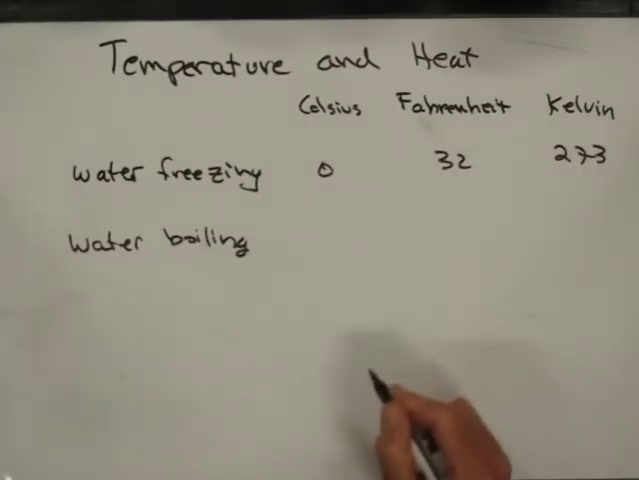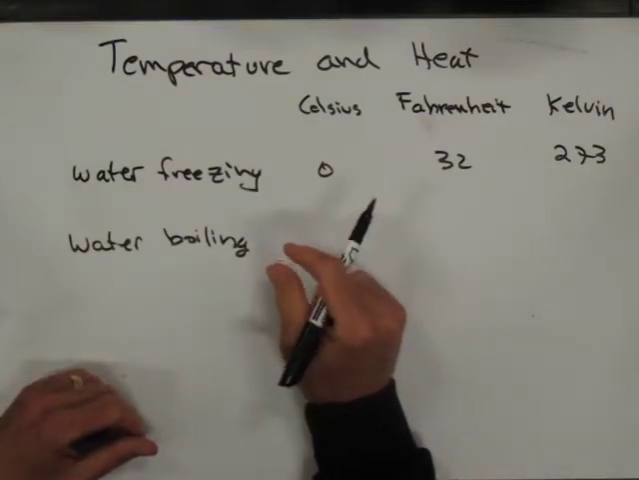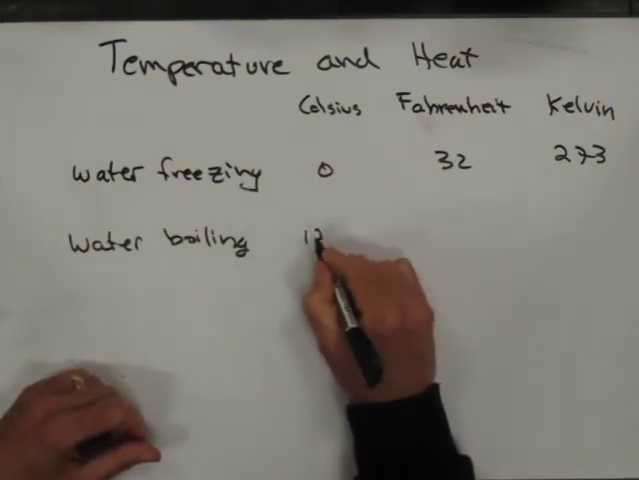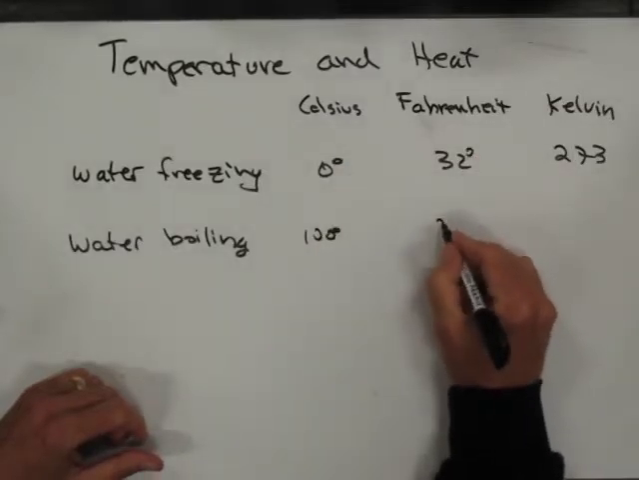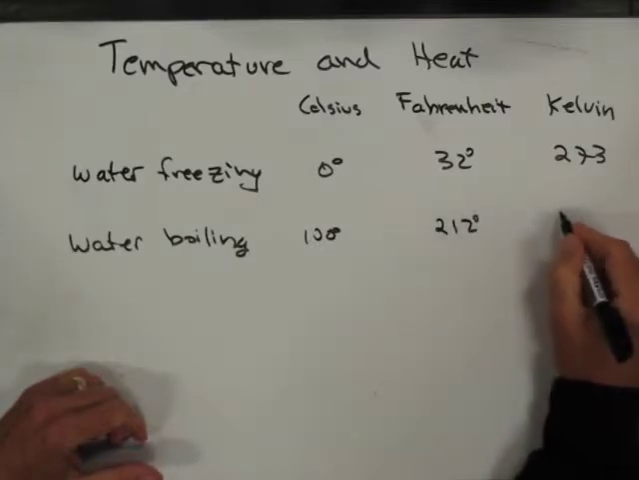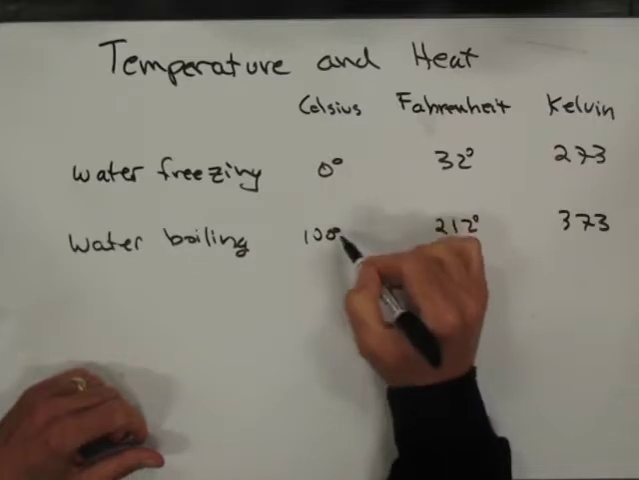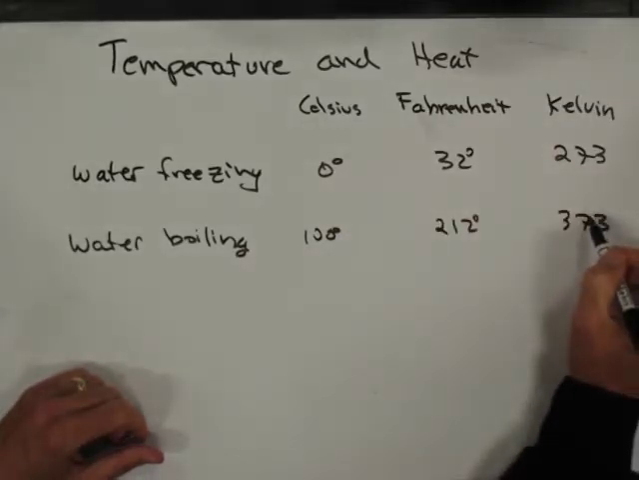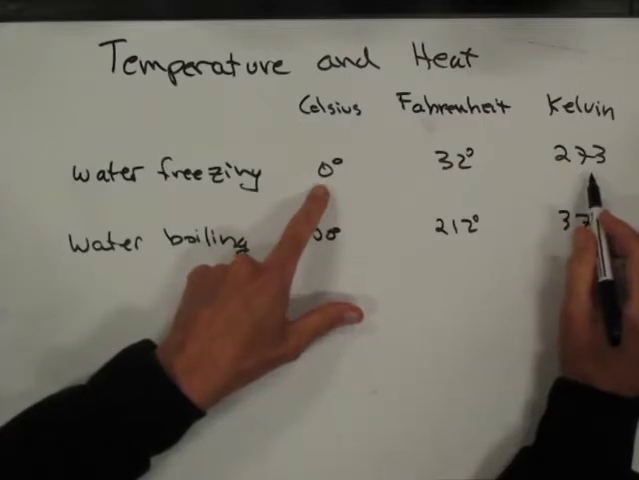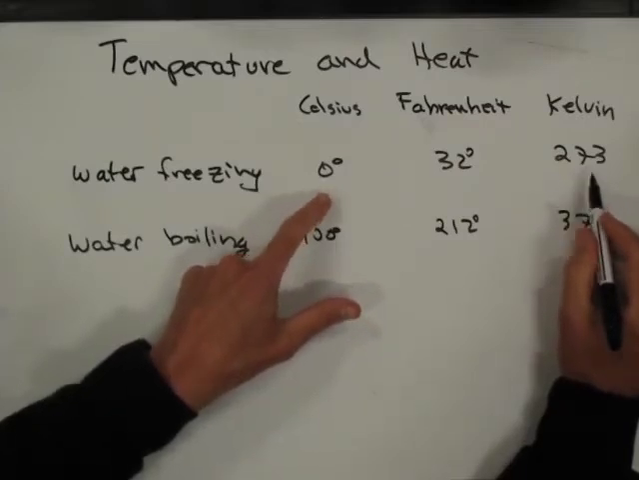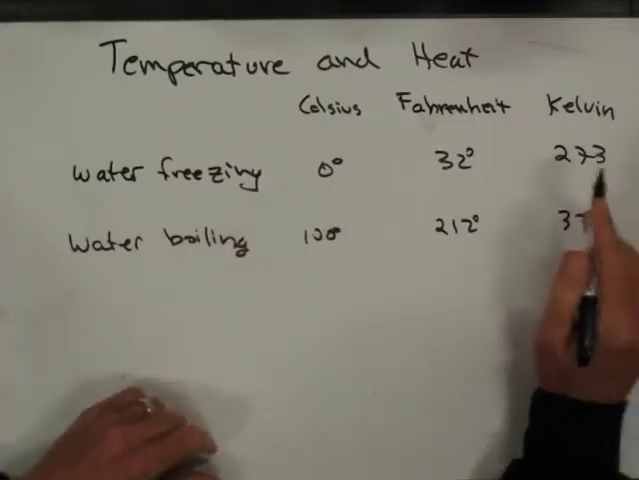I think it's 0.15, but it doesn't matter. This is, of course, at atmospheric pressure. And then for boiling, it's 100 degrees, 212 degrees, and this is 373. Notice that the Kelvin scale and the Celsius scale are scaled the same. That is to say, a Kelvin and a Celsius degree are the same. There's 100 between boiling water and freezing water in both cases.